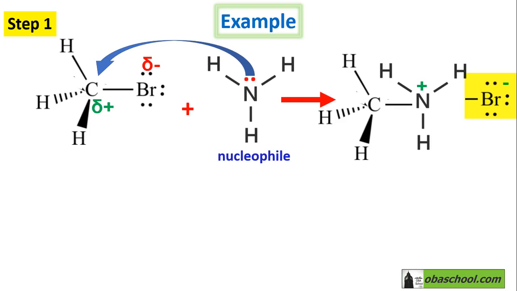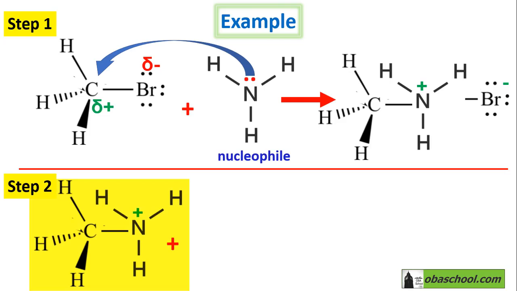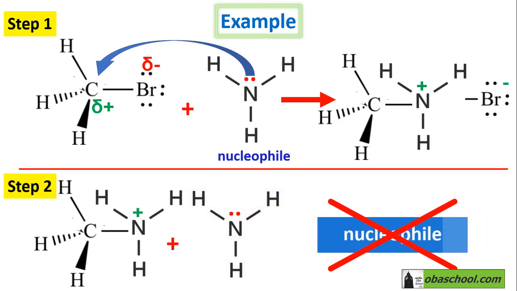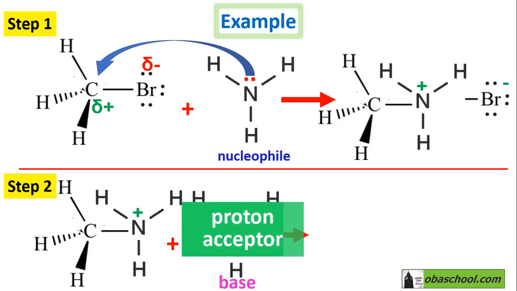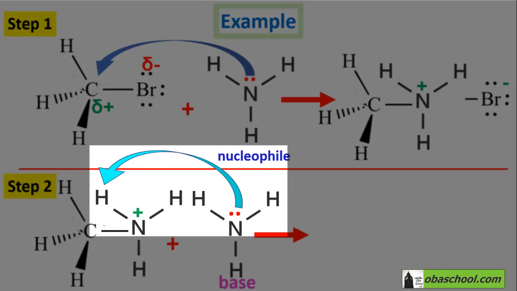Now, what will happen in the second step? In the second step, the intermediate that we got in the first step will interact again with another ammonia molecule, but in this case, the ammonia molecule is not a nucleophile anymore. Now it is acting as a base. So what will happen here? If ammonia is a base, it means it's a proton acceptor. So absolutely, it will attack one of the protons carried by the previous intermediate and will take it from it.